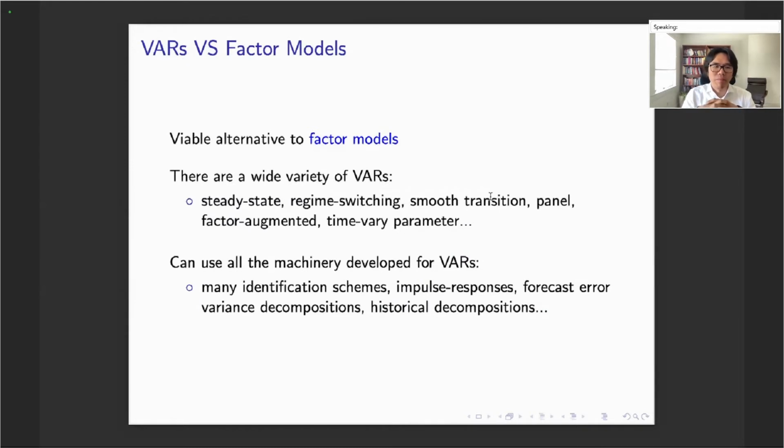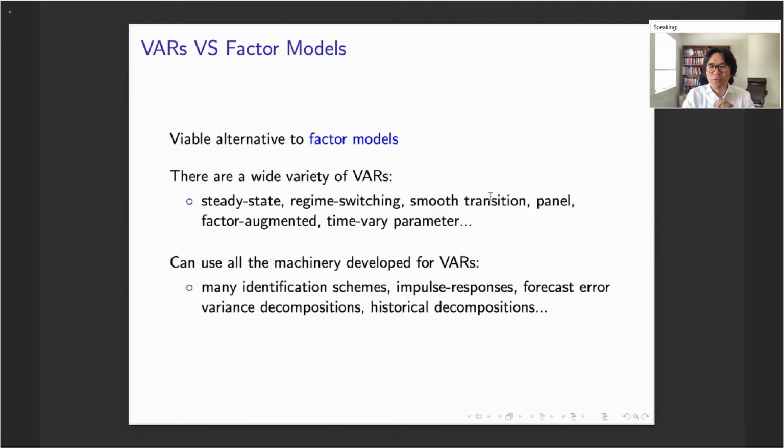Now, of course, just because you have a lot of variables does not mean that you have to use VARs, right? One very popular alternative is factor models, and we also have seen quite a few applications today in the morning. And here, I would argue that VARs would offer some advantages.